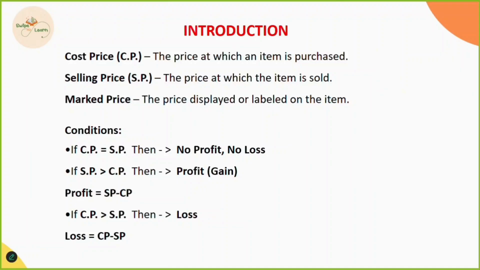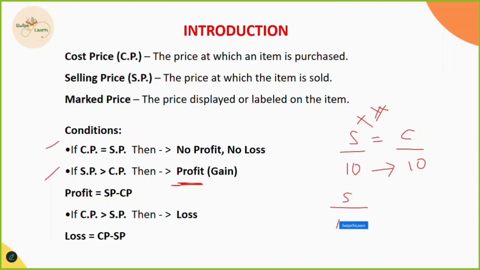Now we'll look into the conditions of profit and loss. If cost price is equal to selling price, then that is said to be no profit, no loss. For example, a shopkeeper bought an item at 10 rupees and sold it at 10 rupees, then we say that the shopkeeper has no profit, no loss. If selling price is greater than cost price, then there is said to be a profit. For example, if the shopkeeper bought it at 10 rupees, but is selling at 20 rupees, then we say that the shopkeeper has a profit.